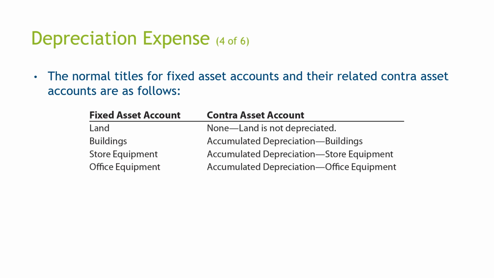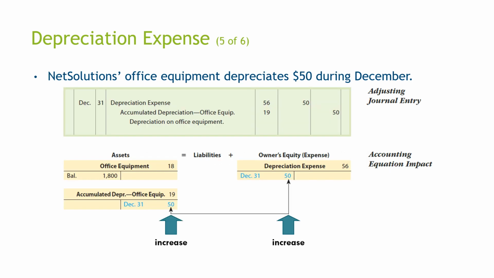Store equipment, its contra account would be called accumulated depreciation dash store equipment. Office equipment could have a contra account called accumulated depreciation dash office equipment. Let's make a depreciation adjustment here. We have office equipment that depreciates $50 during December. So we're going to increase depreciation expense and increase accumulated depreciation office equipment. Expense goes up with a debit, accumulated depreciation goes up with a credit.